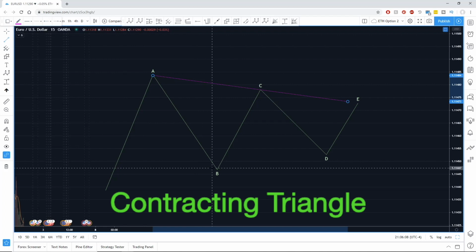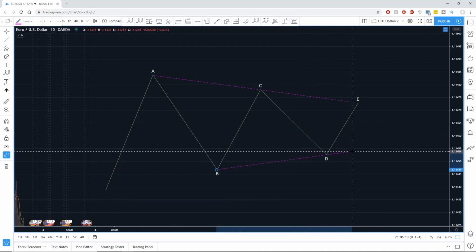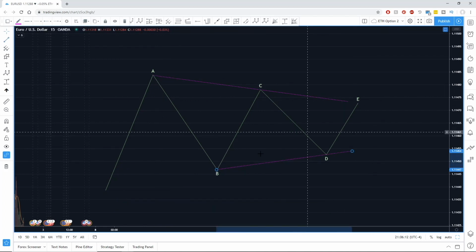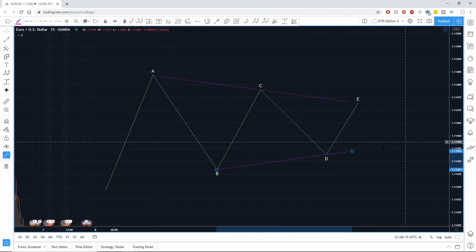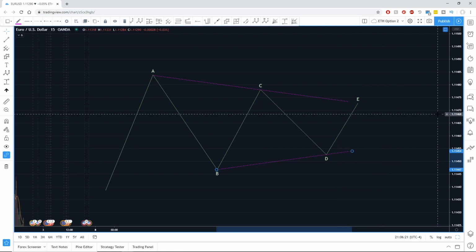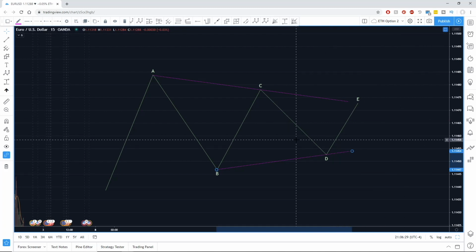We know this because if we draw those lines again, you can see that these lines are contracting towards each other. It's much wider up here than it is down here. And if we were to pull these out much further, you would see that these lines end up crossing each other at some point. Now, contracting triangles actually have one variation in themselves, and this variation is actually pretty common.